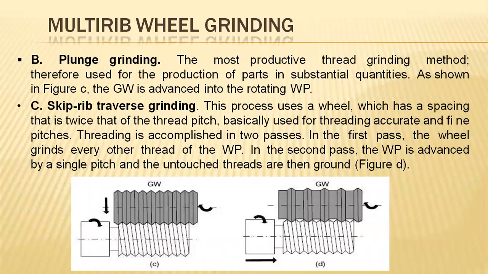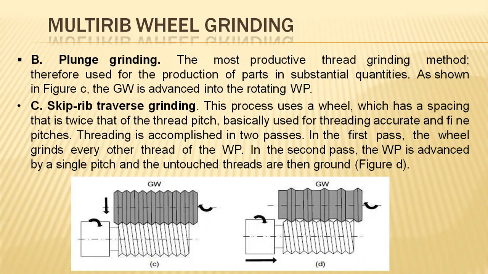Coming to the plunge grinding, it is also a routine methodology which is used for bulk production, that too in substantial quantities. Coming to the skip rib traverse grinding process, this process is particularly used with wheel alignments and spacing between the two different cutters. There is nothing but winding of the grind process.